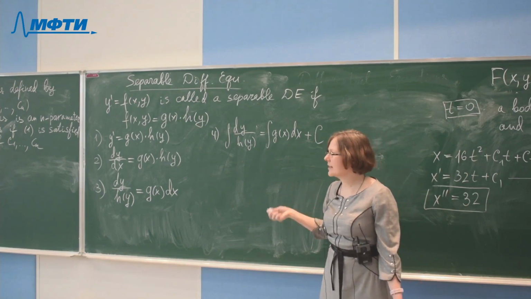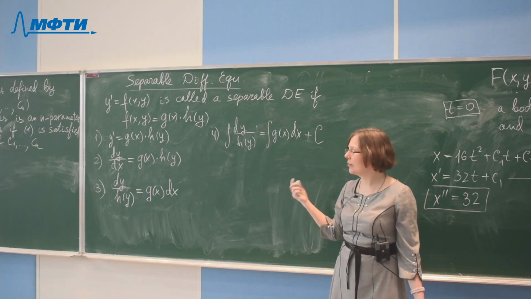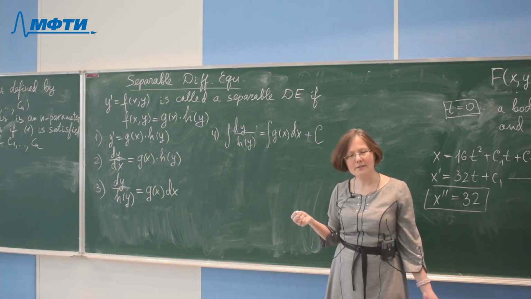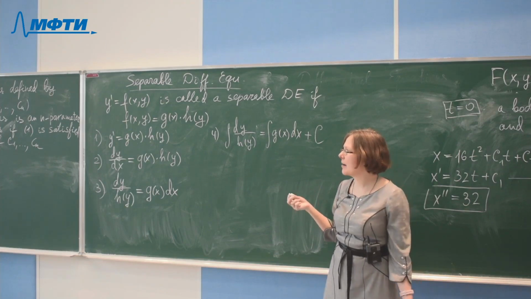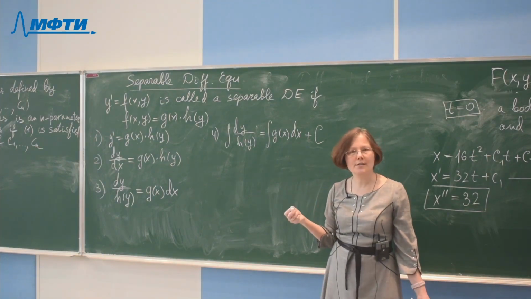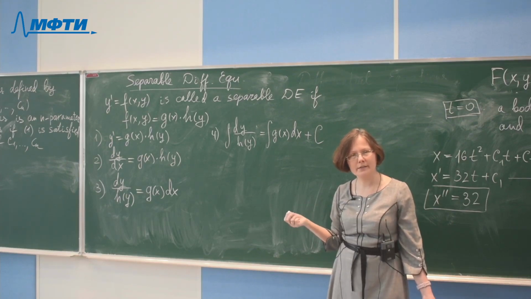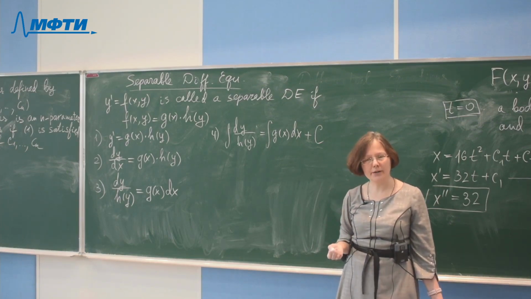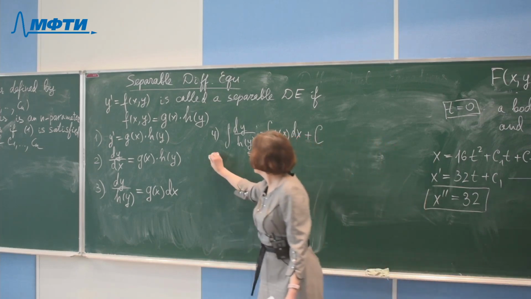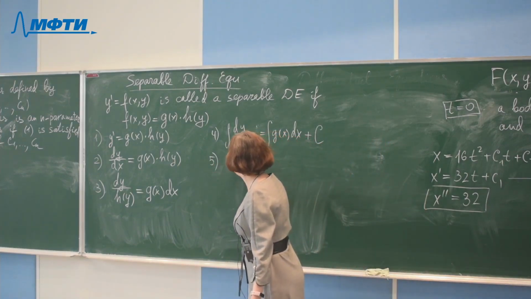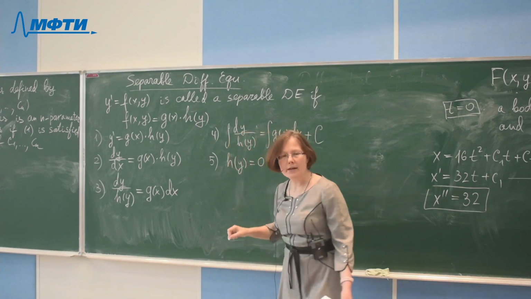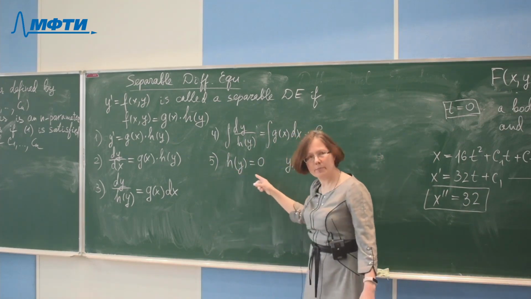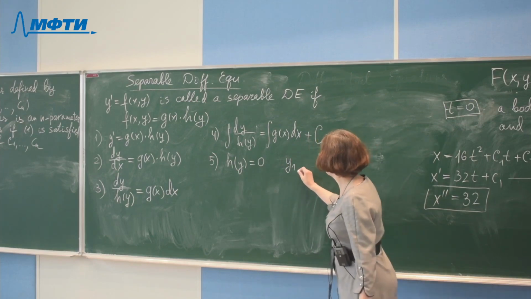But is that all? Is there some problem with this solution? Haven't we lost some particular solutions or not? Is it correct to divide by h of y, for example? Can we divide by h of y? We should consider the particular cases when h of y equals 0. This will give us particular solutions, because suppose we're trying to solve this, and we find some roots.